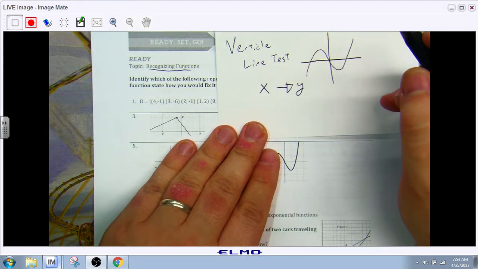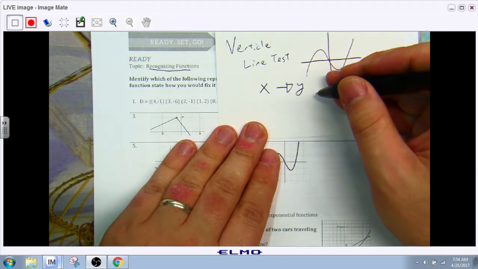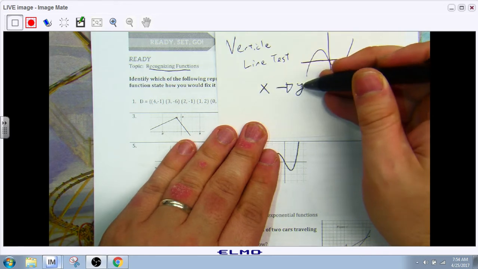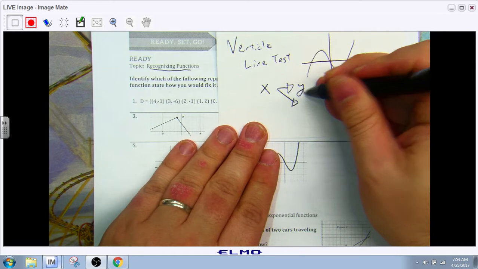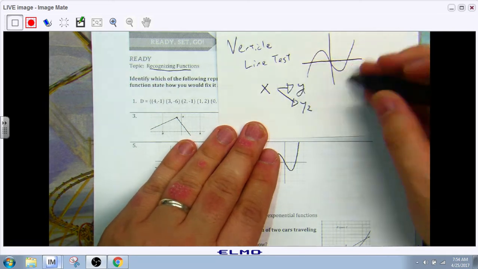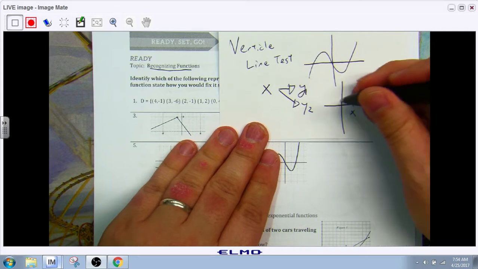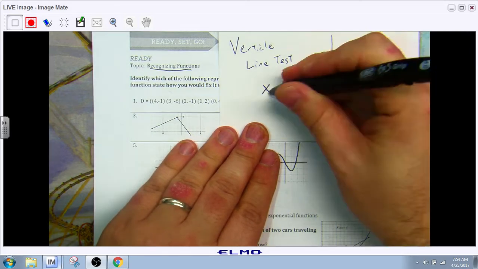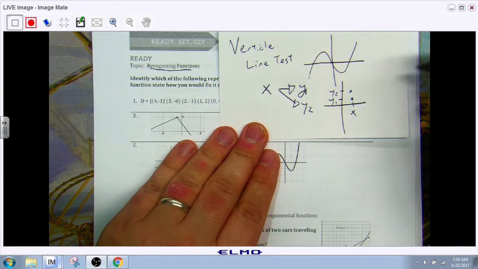Now, multiple x's can go to the same y, but each x can only go to one y. If I had an x go to y1 and an x go to y2, that wouldn't make sense, because what would this mean? Here's my x, here's y1, here's y2. If I had x to y1 and x to y2, it would fail the vertical line test.